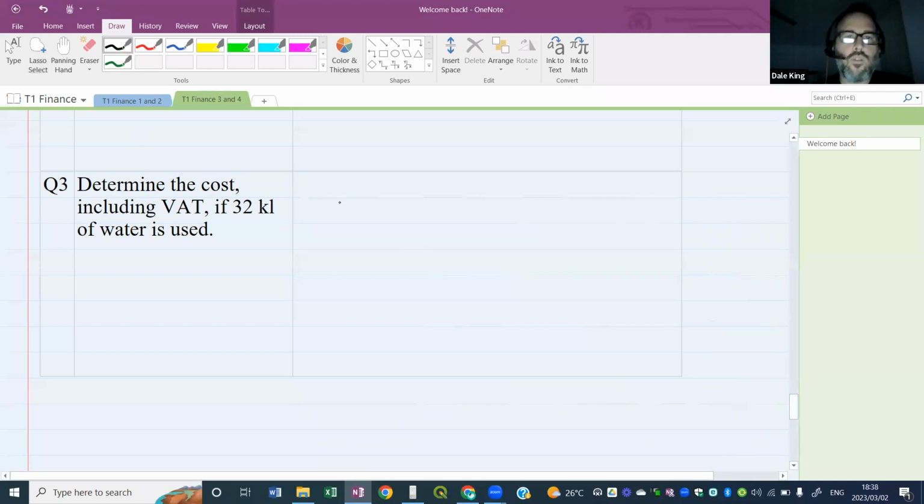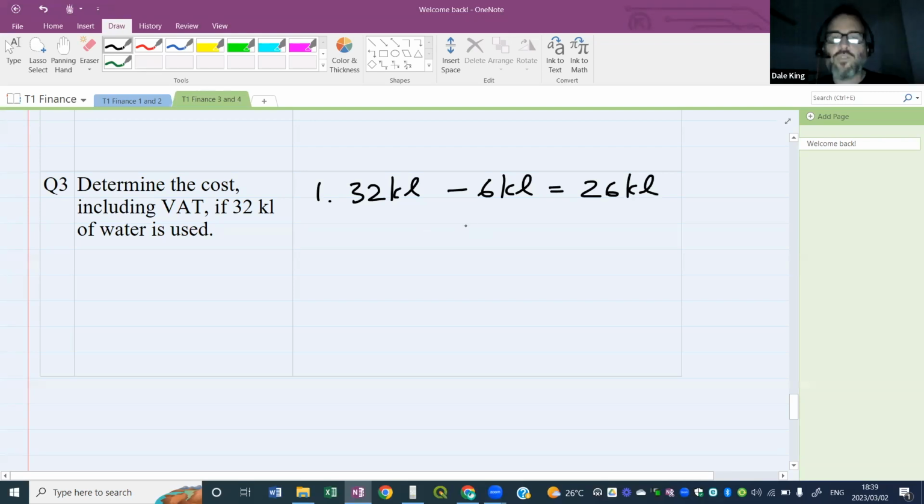Okay, so let's go through it again. Number one, you got to take off the free water. So 32 kiloliters, take away 6, means I have 26 kiloliters left. That 6 is free. I don't charge it at anything. All right, I still got 26 kiloliters left.